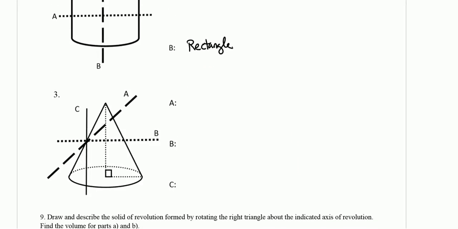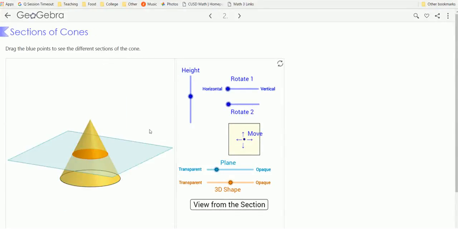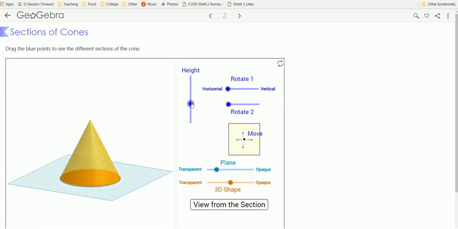For 3, we're going to look at a cone. A, we're going to cut it diagonally. B, we're going to slice it horizontally. And then C, we're going to cut it vertically. And so again, let's get a visual here. Here's the horizontal. We see that when you cut it horizontally, it's a circle, no matter what height. It changes the radius of that circle, but it's a circle.